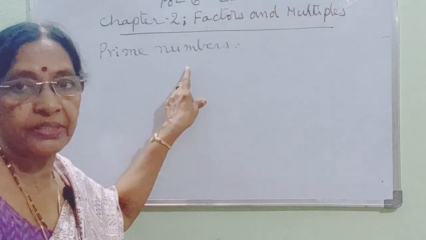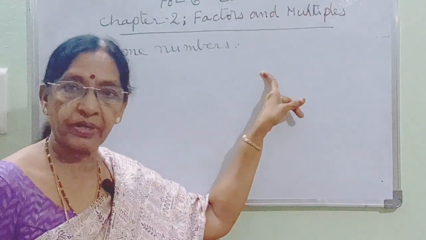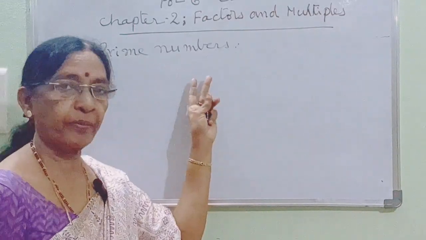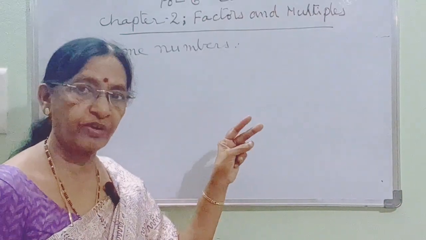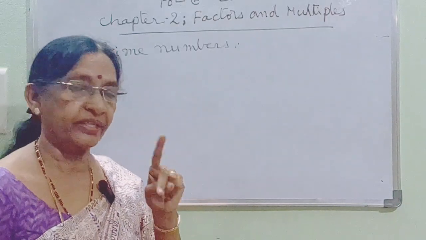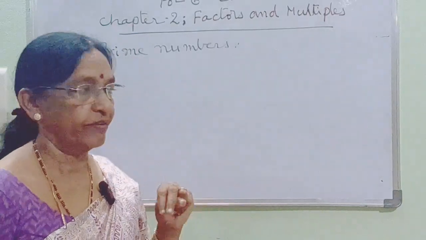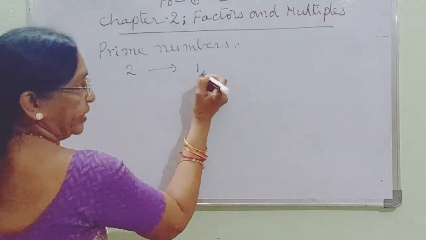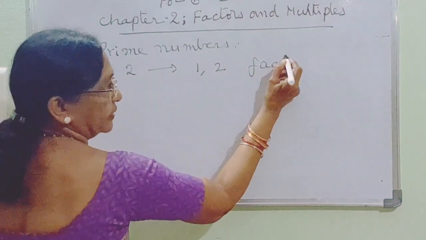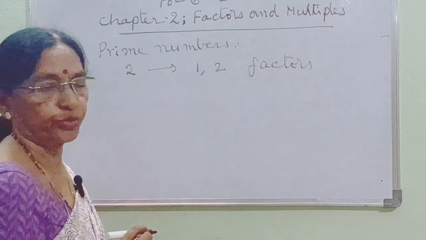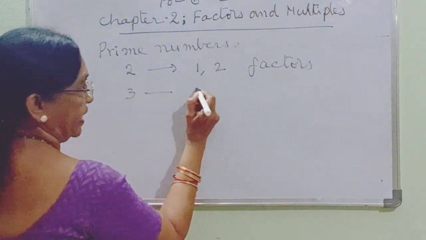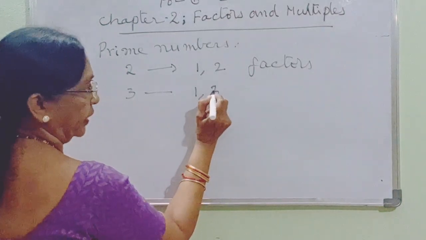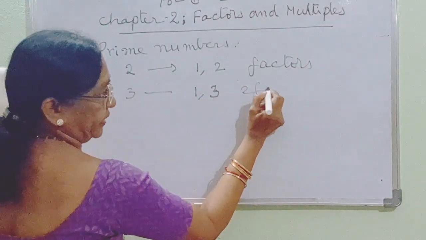Next, prime numbers. Prime numbers are the natural numbers which have exactly 2 factors, that is 1 and the number itself. For example, if we take 2, 1 and 2 are its factors. Only 2 factors. For 3, it has 1 and 3. Only 2 factors.